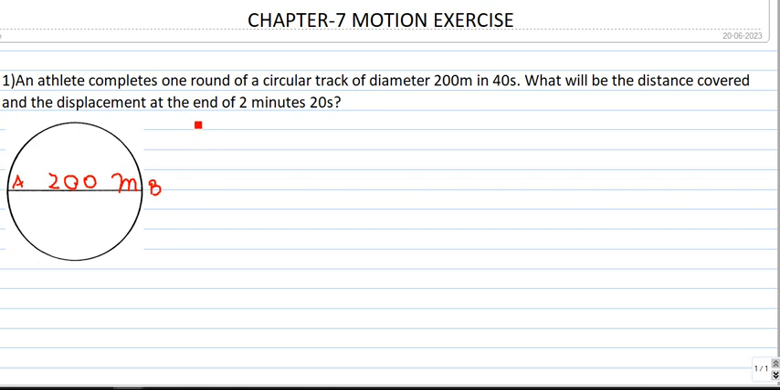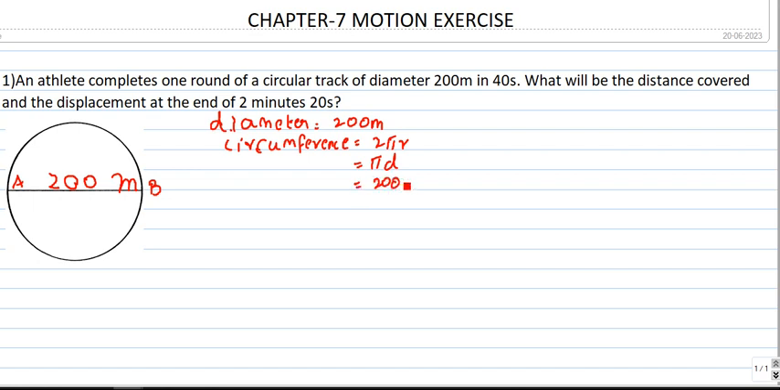Well, the first thing we have is the diameter of the circle. The diameter is given to be 200 meters. From this we can find out the circumference of the circle. The circumference is equal to 2 pi r, which can also be written as pi d. So the diameter here is 200, so the circumference is 200 pi meters.